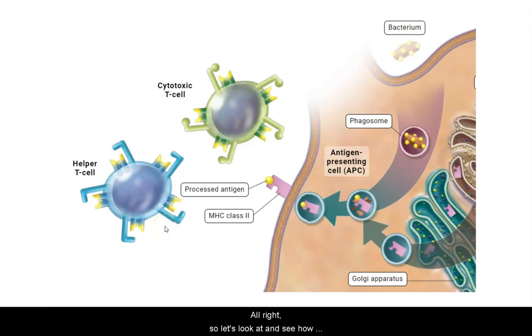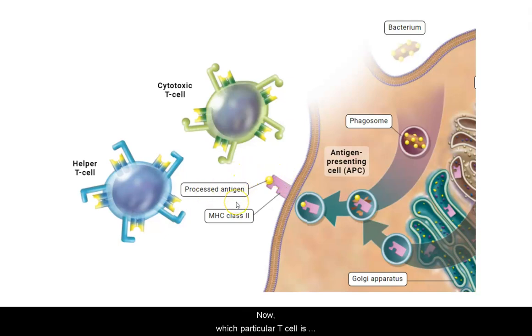All right, so let's look and see how this works exactly. So over here we have our T cells. We have the helper T cell and the cytotoxic T cell. And here's our antigen presenting cell. Now, our antigen presenting cell is going to engulf this extracellular pathogen, this bacterium. And then it's also going to make MHC class II molecules. And it's going to bring those together and complex antigens from that bacterium onto the MHC class II molecule. Then it sends that complex to the cell membrane where it can communicate with T cells.